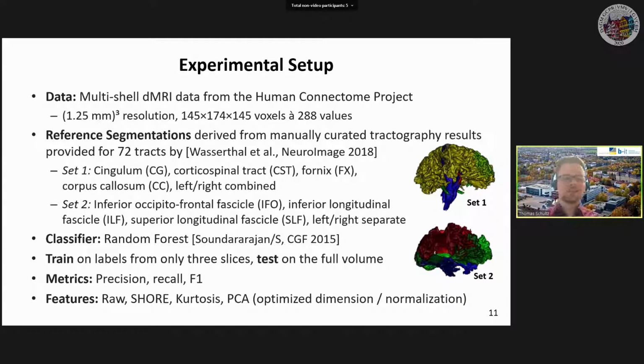And finally, in terms of these traditional features, we compared naively using the raw 288 measurements per voxel to using two domain-specific features. Now, these would still be model-based features, which are often used for modeling this diffusion data. One is called SHORE, which is based on a harmonic oscillator. One is called kurtosis. And then we also tried a general-purpose feature extraction technique, PCA, where we optimized the dimensionality and the normalization to get the best possible classification results.